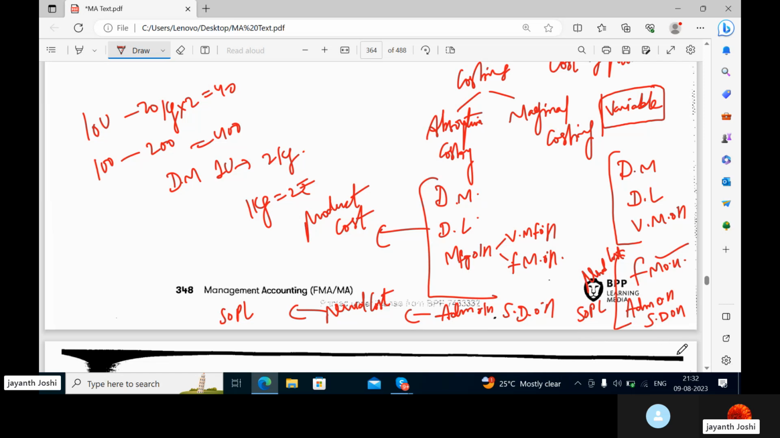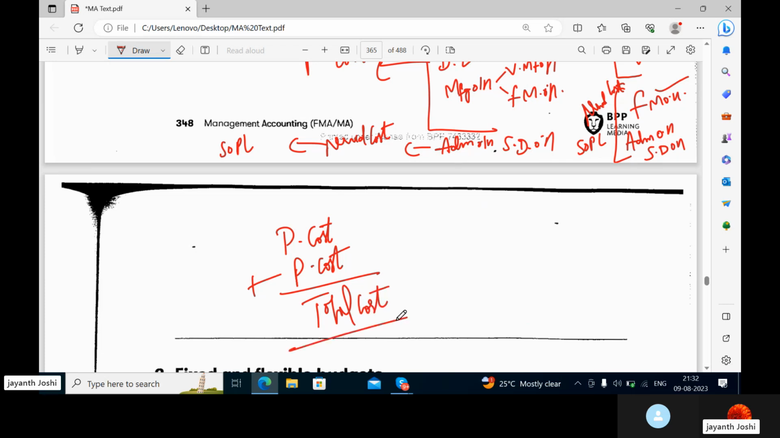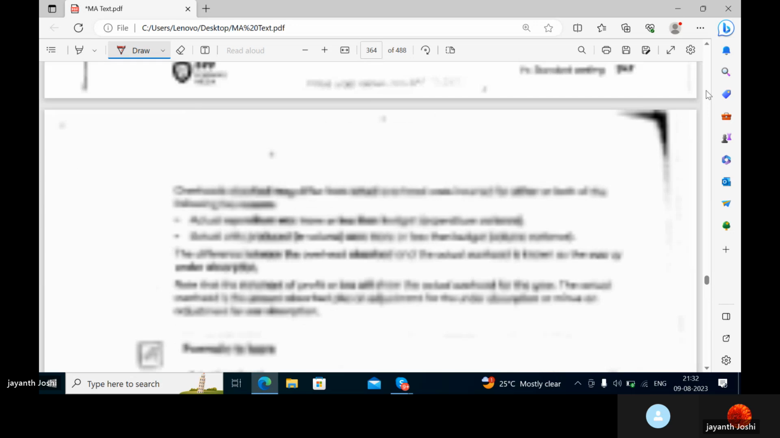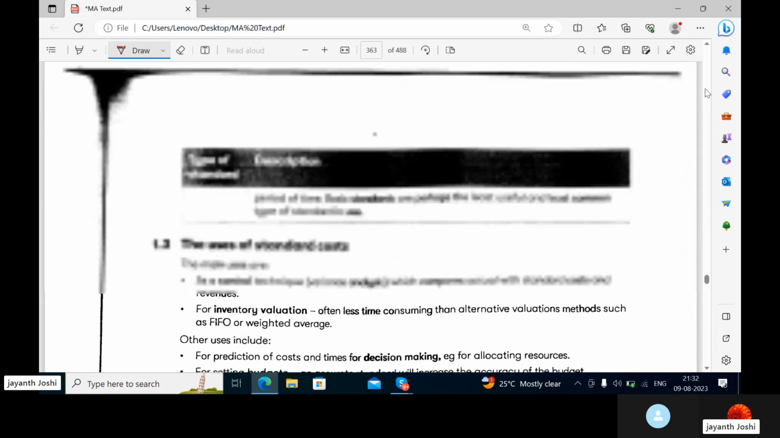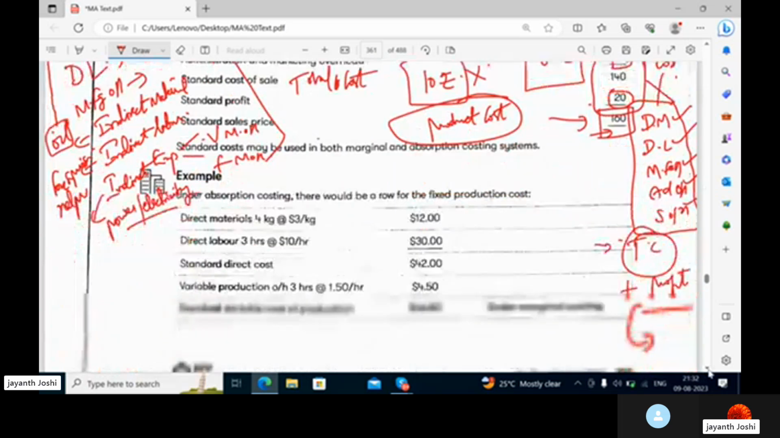Now, this was related to product. Product cost plus period cost is what, Faisal? Total cost. Yes or no? Yes, sir. That is under total costing, that is when we find out the total cost.